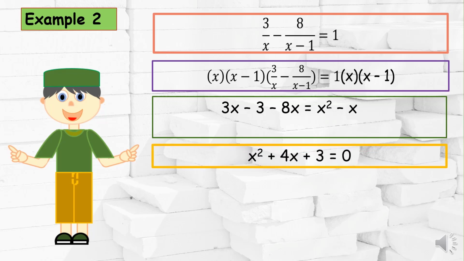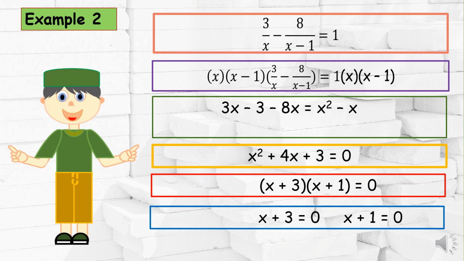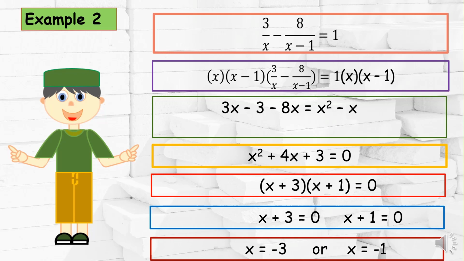Combining the like terms, we have x² + 4x + 3 = 0. Apply the factoring method. We have (x + 3)(x + 1) = 0. Equate both factors to 0. So we have x + 3 = 0 and x + 1 = 0. Solving for x, we have x = -3 or x = -1.